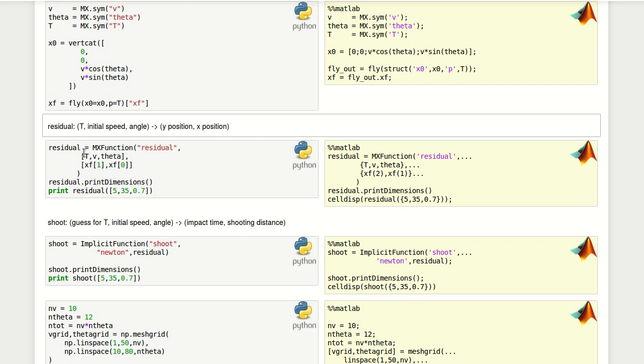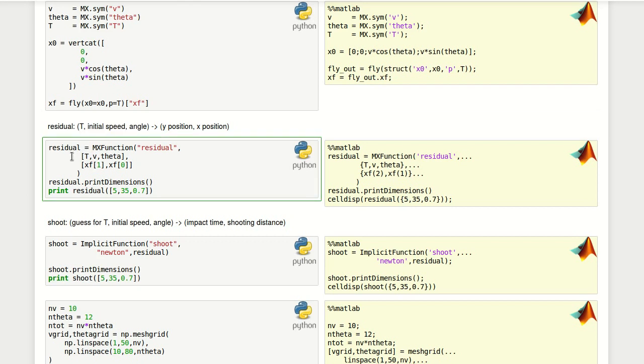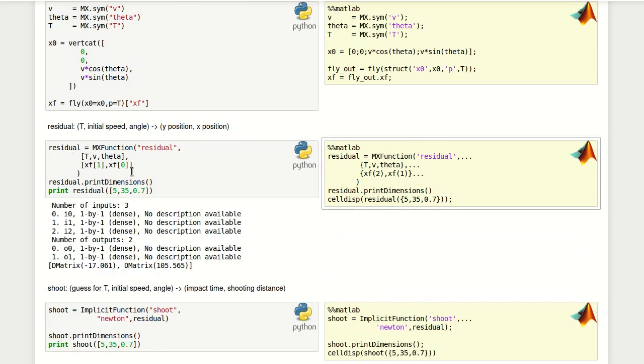So the first output and first input are really the important ones. The others are helpers. So these two, the initial speed and the angle, are parameters of our problem. And the x position is an extra helper output because we want to know how far we are shooting. So if I evaluate the residual for our guess of 5 seconds, then this number should look familiar. This is the number we try to get to 0.